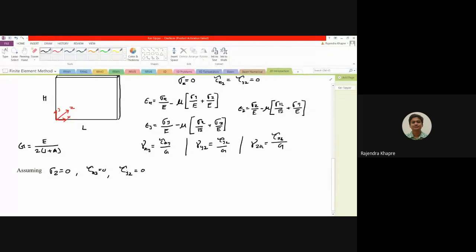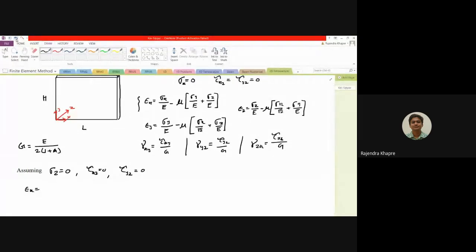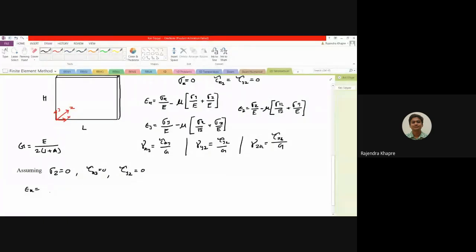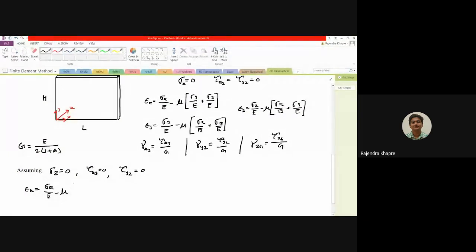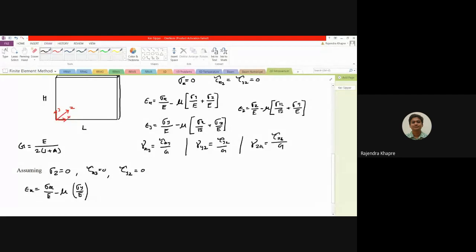So if you assume this particular thing, in that case what will be your epsilon x? If you refer to this expression, this is the expression for epsilon x. In this expression, the stress in the z direction will be zero. So in that case, epsilon x will be sigma x upon E, minus mu times, you will have only one term, that is sigma y upon E, because the other component will be zero.